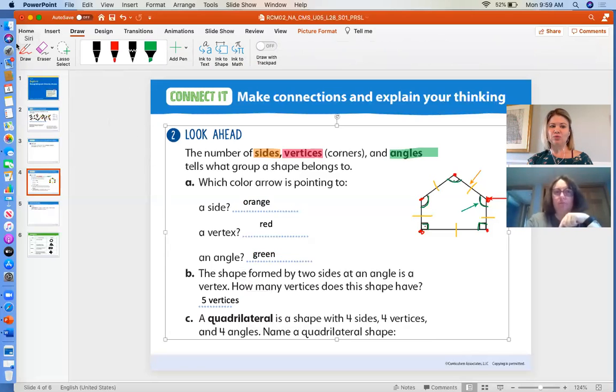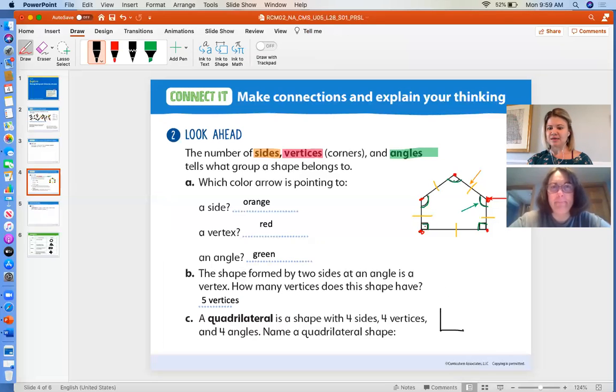Okay, now we need to name a quadrilateral shape. So if I was going to just name the easiest one that came to my mind, I think of this shape right here. 4 sides, 4 points, and also 4 of these angles inside. What do we call this shape? So that shape is called a square. You're right, a square. Can you think of another quadrilateral?